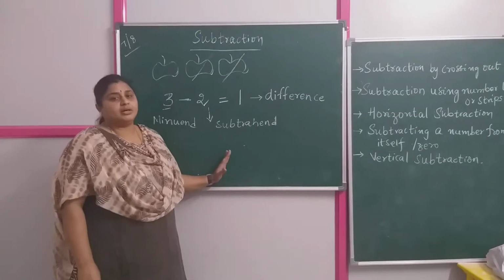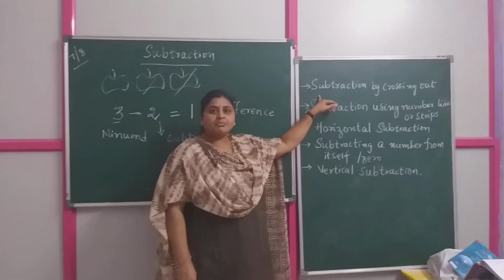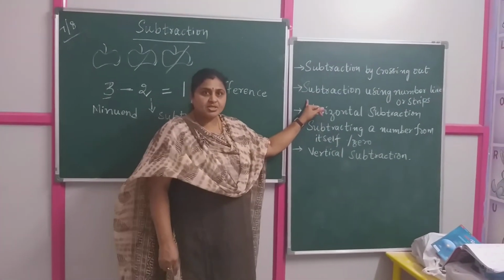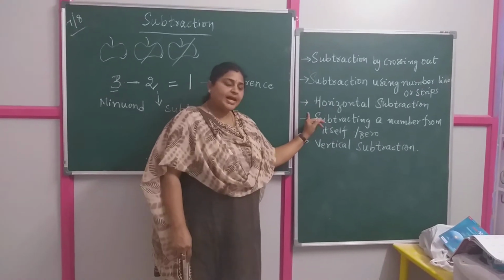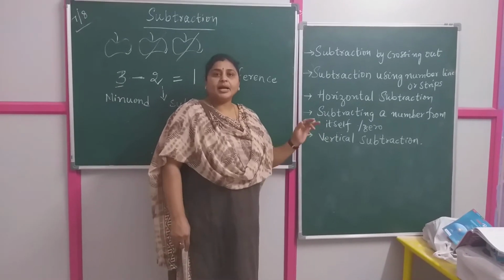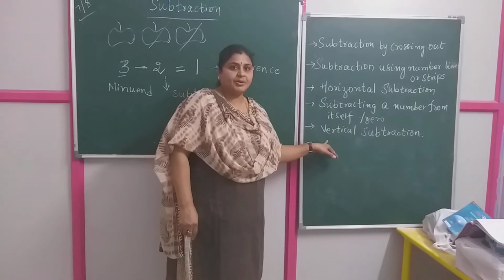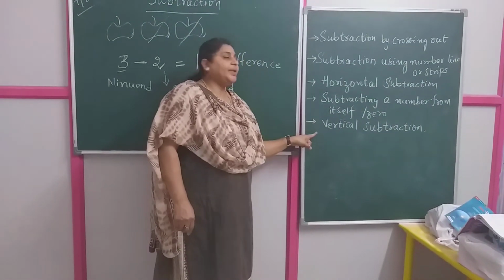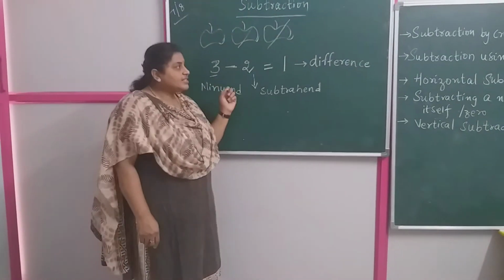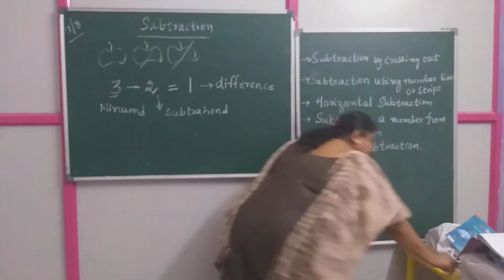Now in this chapter what are you going to learn? We are going to learn subtraction by crossing out, subtraction using number line or number strips, horizontal subtraction, subtracting a number from itself or subtracting a number from 0, and vertical subtraction. So these are the topics you are going to learn in your chapter on subtraction. Now let us discuss each and every topic in this chapter. Okay children, come on.